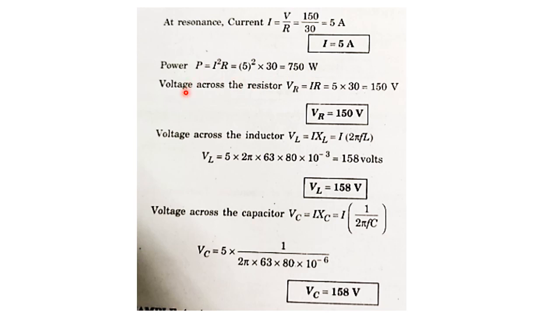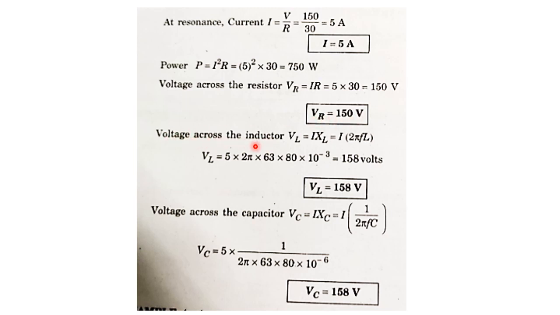Next, we have to find the voltage across each element. We have resistor, inductor, and capacitor, connected in series. Therefore, we are going to find the voltage across resistor, voltage across inductor, and voltage across capacitor. So voltage across resistor V is equal to I into R. We know the value of I and we know the value of R. Substitute and we are getting 150 volt. So voltage across the resistor is 150 volt.